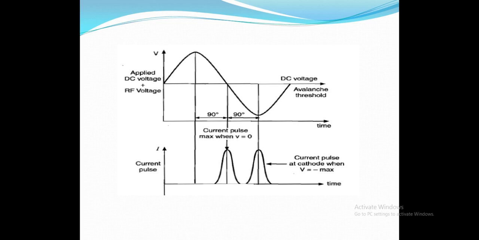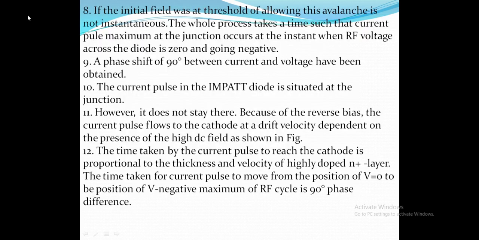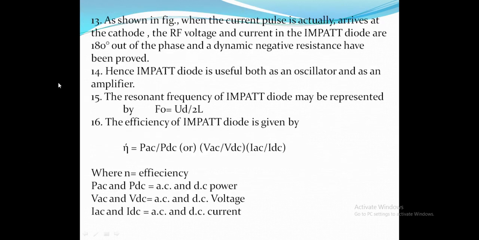The time taken for the current pulse to move from the position of V equals 0 to the position of V negative maximum of the RF cycle is a 90 degree phase shift. So this impact diode is useful for both oscillators and amplifiers also.